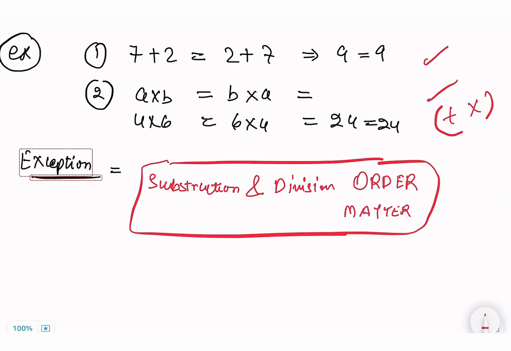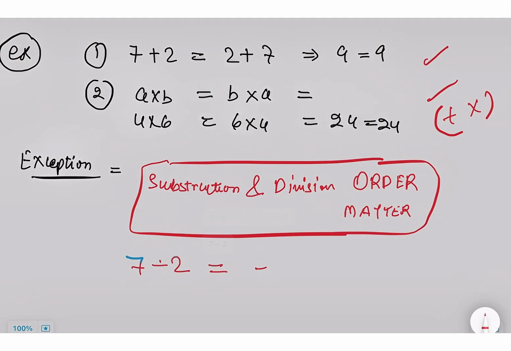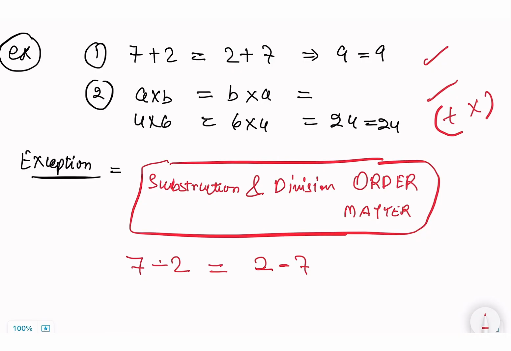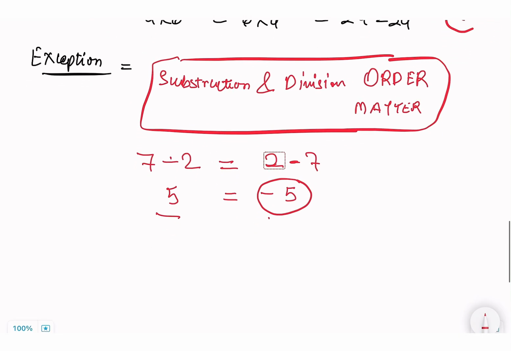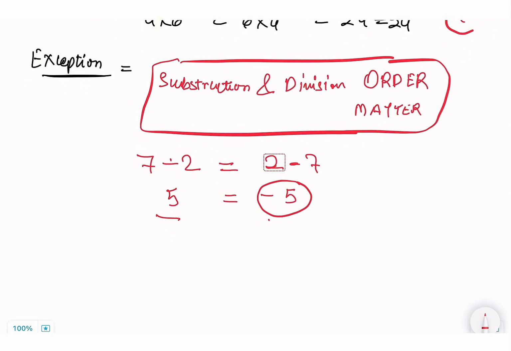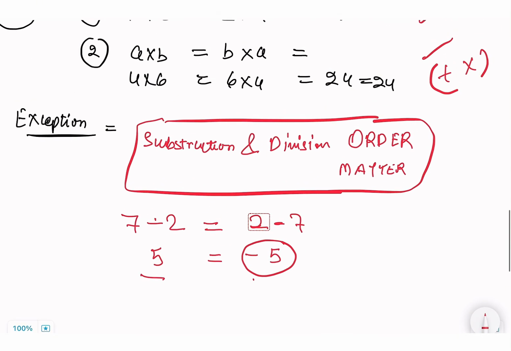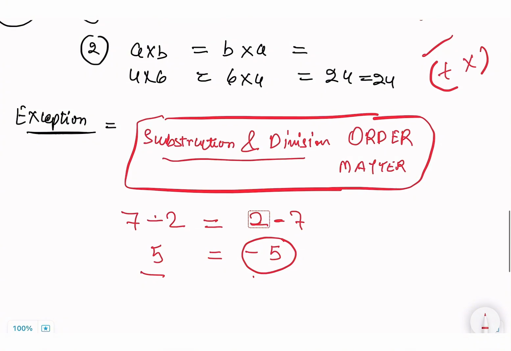Okay, I'll tell you. Suppose I'm writing the same equation, 7 minus 2 is equal to 2 minus 7. Now let's see. 7 minus 2 is 5, and 2 minus 7 is minus 5 here. So there's a change in the sign. So the answer will not be the same. Okay. So in subtraction and division, the order matters.